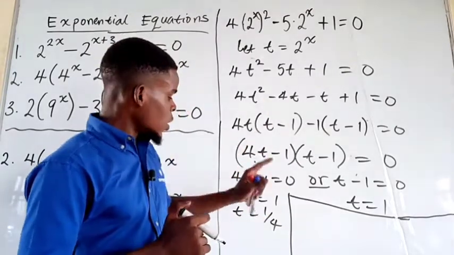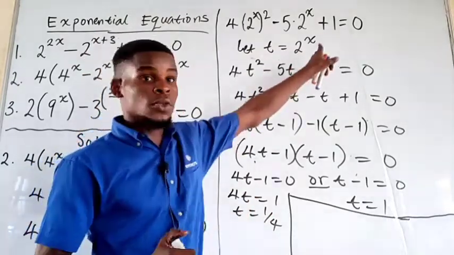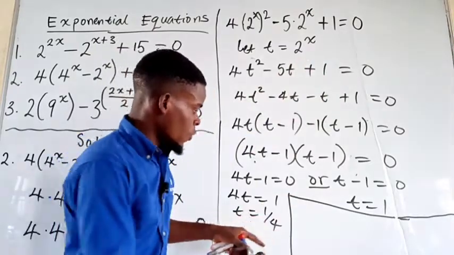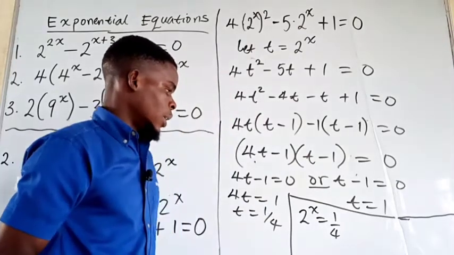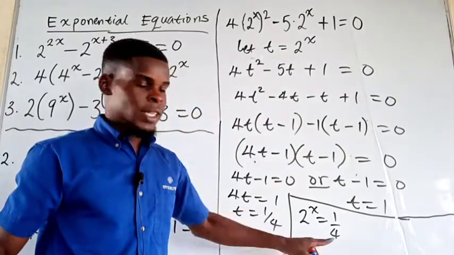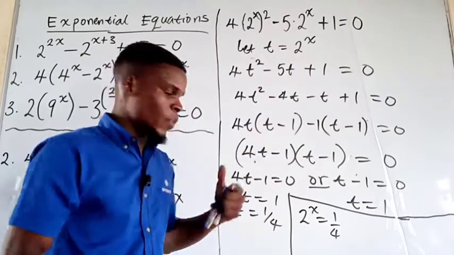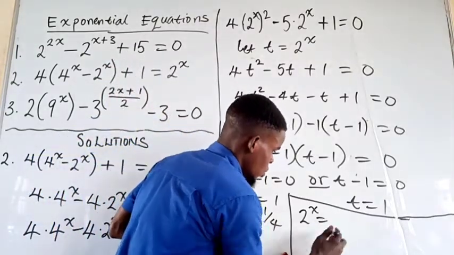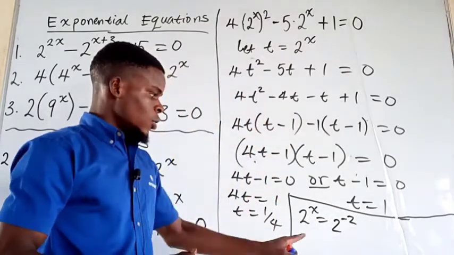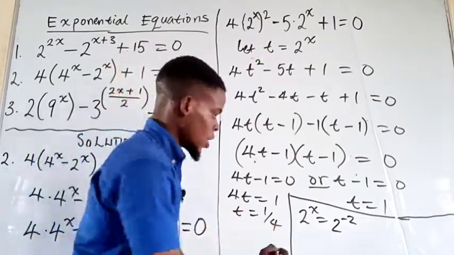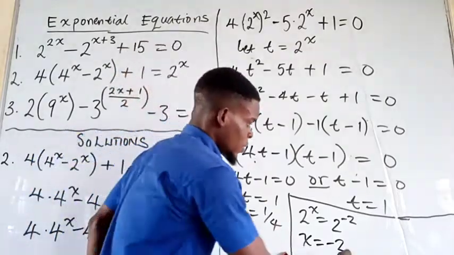To actually get that, in place of t here, we will need to put 2 to the power of x. So if t is equal to 1 over 4, that means that 2 to the power of x is 1 over 4, right? Now this 1 over 4 is the same thing as 2 to the negative 2 power, 2 to the negative second power. So this is 2 to the power of negative 2, if you know that already. So here, all we need to do is to cancel the powers, and we will see that x is negative 2. That is the first value of x.